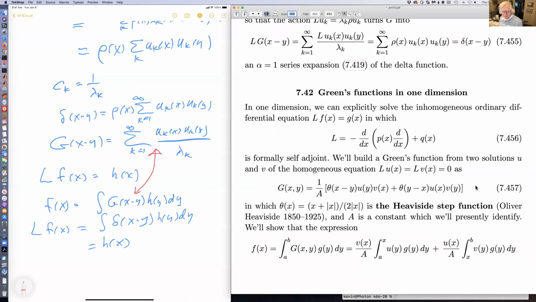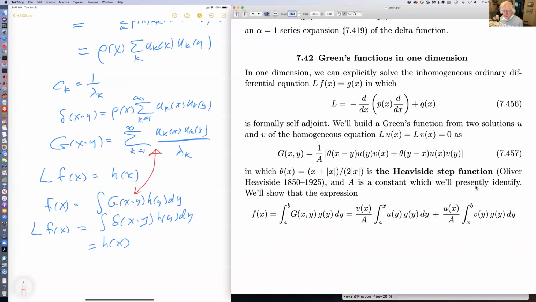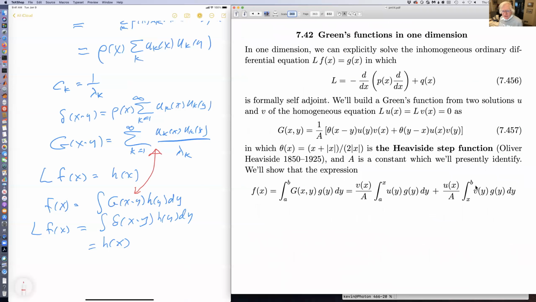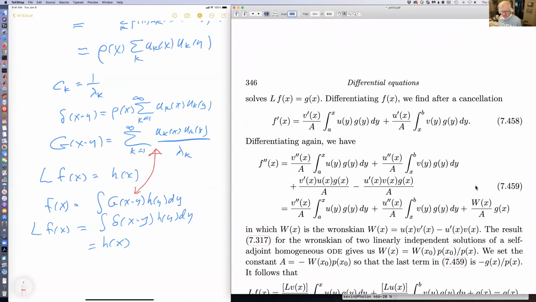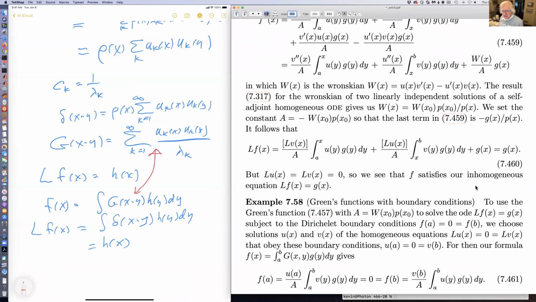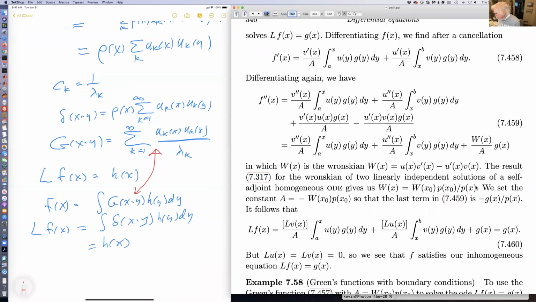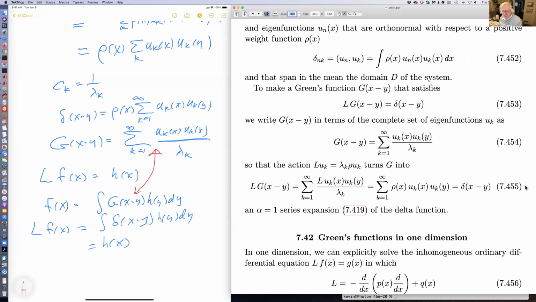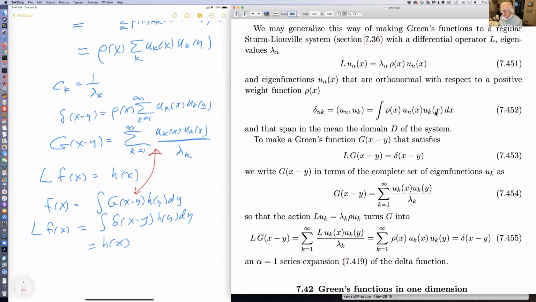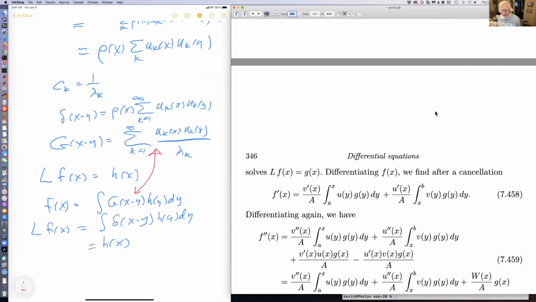7.42 is a kind of tortured verification that this works in one dimension. I never liked this section. It seemed to me the amount of detail that one had to follow to understand it was far more than in the previous section, and the previous section gave you the general solution, any number of dimensions, any differential equation, and so on. So I think that's much better.